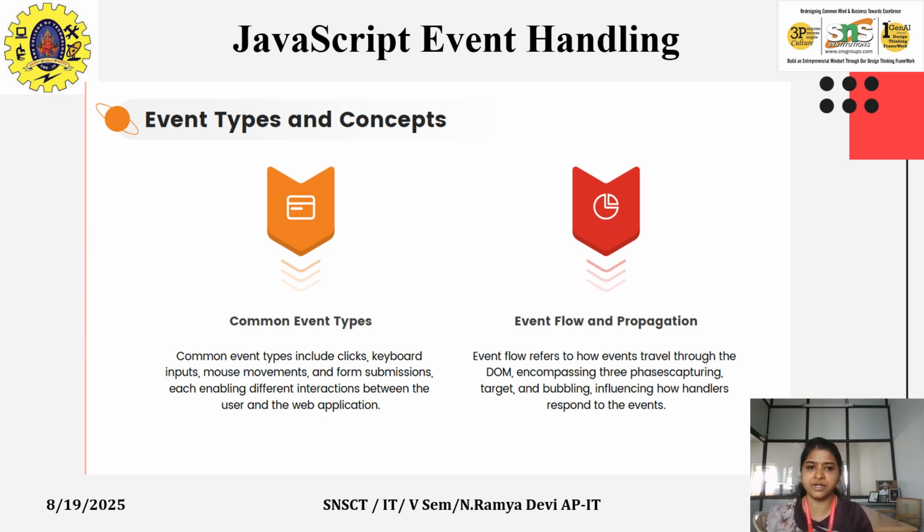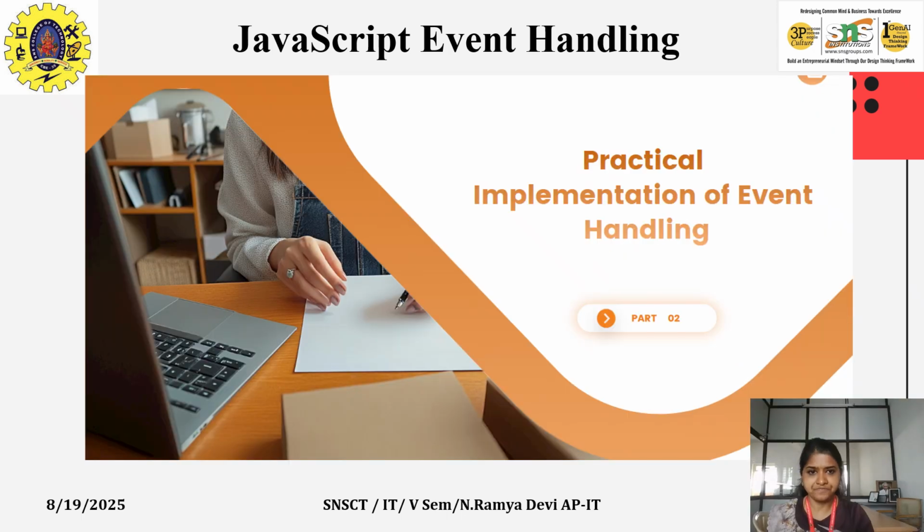One is the common event types, the other is how the event flow and propagation happens. The common event types are clicks, keyboard inputs, mouse movements, and form submissions. The event flow and propagation refers to how events travel through the DOM, encompassing three phases: capturing, target, and bubbling, influencing how handlers respond to the events.